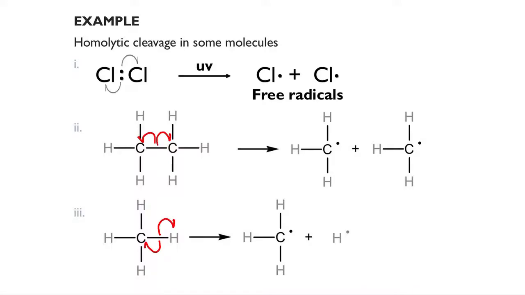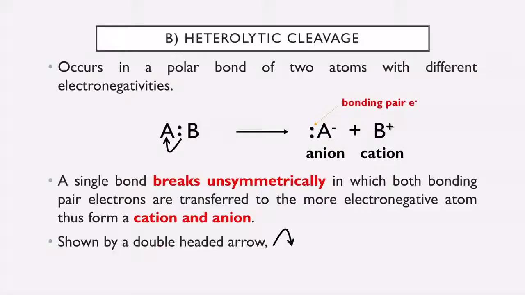Alright. So make sure itu awak break one single bond, you get free radical. That means that you have to use half-headed arrow. Okay. Alright. So next you have heterolytic cleavage. So heterolytic cleavage, it occurs in a polar bond. Polar. Ingat tak polar bond macam mana?